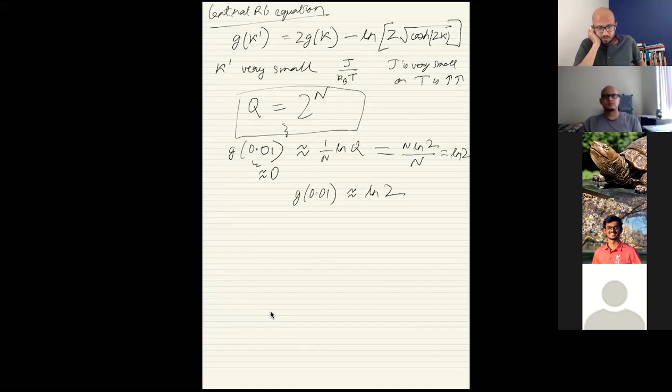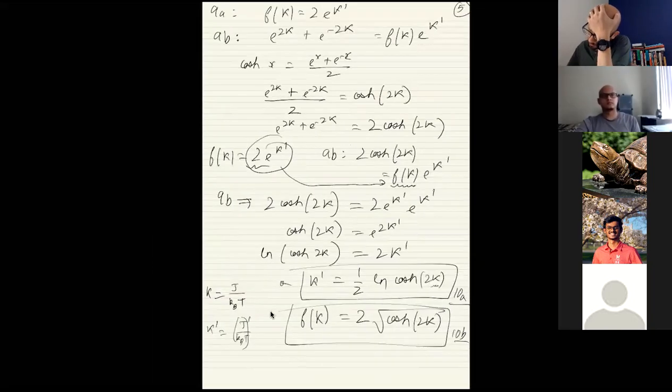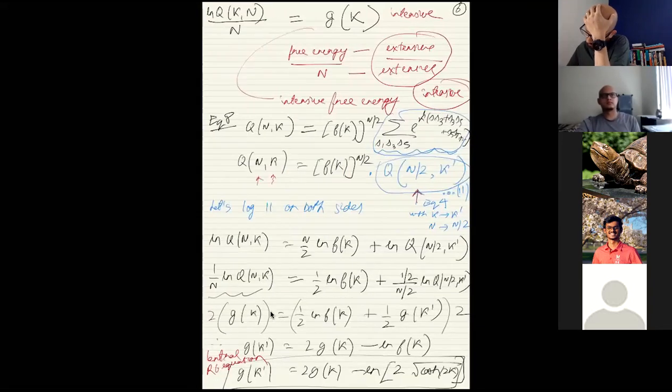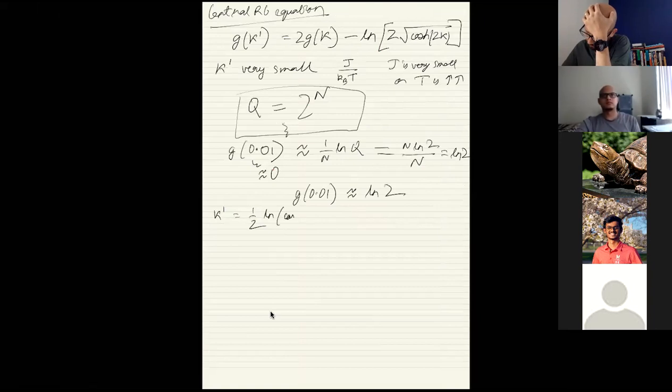Okay, what do we do with this? We have this. We also derived an equation connecting k prime to k, right? So we wrote that k prime is equal to half ln hyperbolic cos of 2k, right? This is when Smriti helped me with the hyperbolic cos. So what does this mean? This means that k is equal to half.